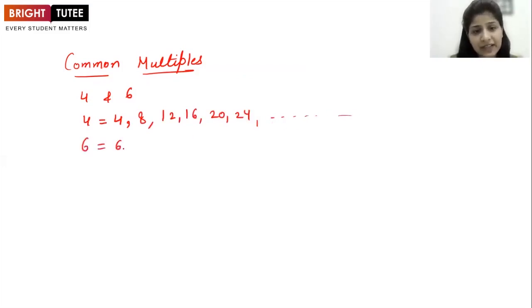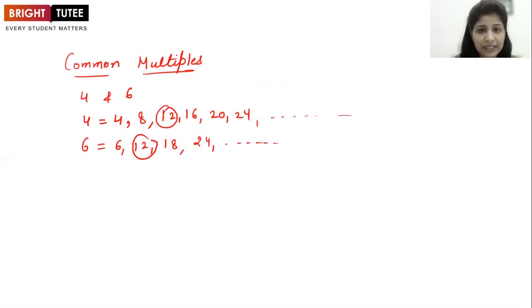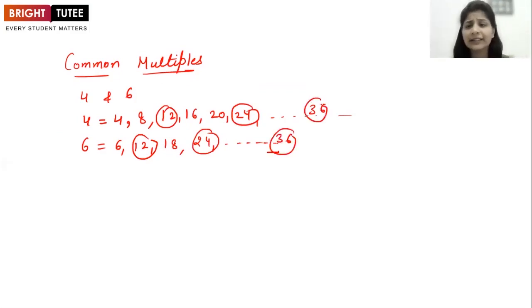Similarly for 6, if I write, it is 6, 12, 18, 24 and so on. If you see, the common multiples are, the first one is 12, that is there in both of them. After 12, it is 24, that is there in both of them. In the multiples of 4 we'll get 36 also, and here also we'll get 36. So 36 will be common. So are they finite?